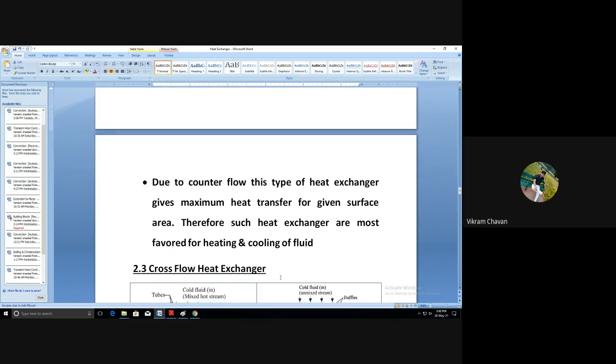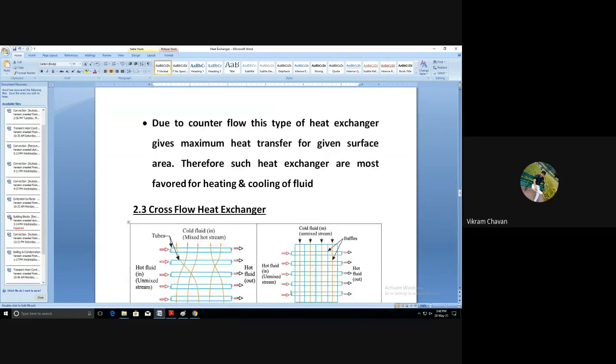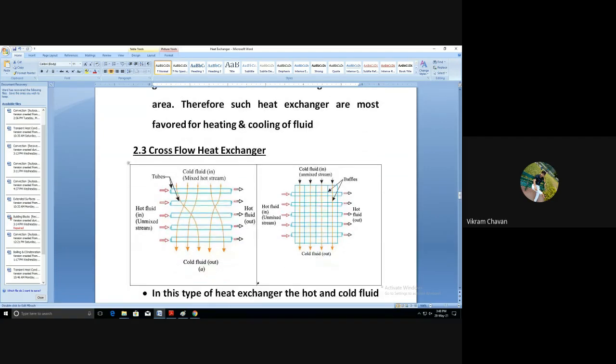Okay. So the third classification on the basis of relative direction of fluid motion is the cross flow heat exchanger. Now let us discuss these two diagrams. The cross flow heat exchanger is also segregated into two parts: where one of the streams is allowed to mix, and where the streams of one of the fluids, or both the fluids, are unmixed.